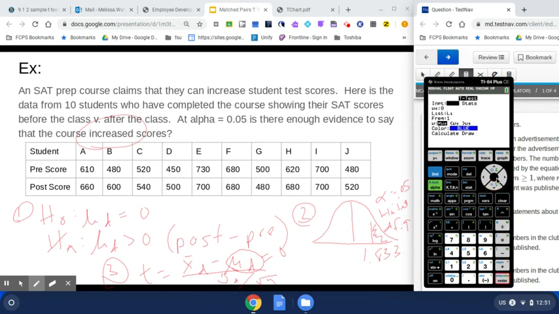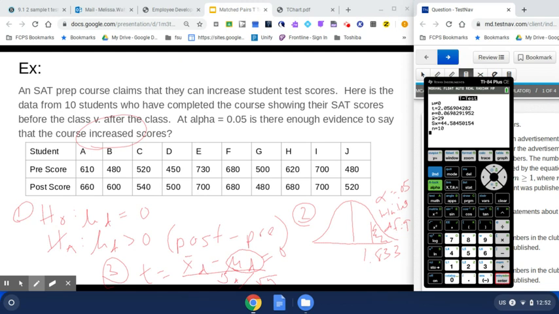I'm going to highlight data because I have the numbers in the list. The mu sub d, the null hypothesis, is 0. However, my differences are in list 3, so I'm going to change this to second 3. If you entered the differences just straight into list 1, then you would not need to change that. Our alternative hypothesis is that it's greater than 0, and we're going to calculate.